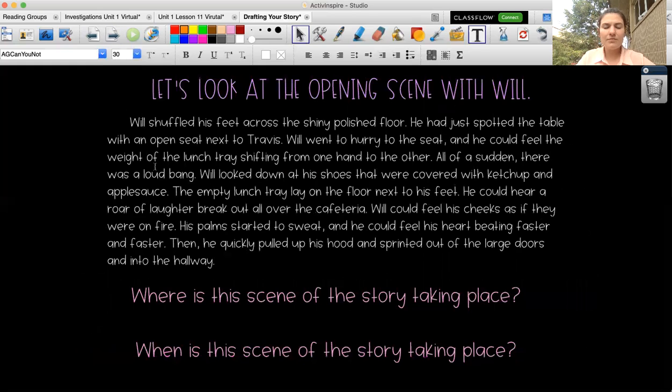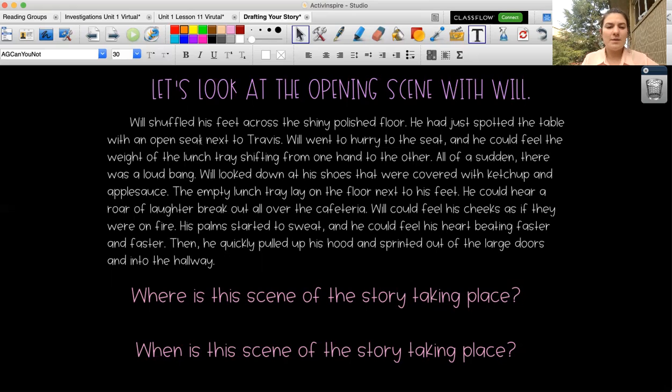So let's look at Mr. Hoffman's opening scene with Will. "Will shuffled his feet across the shiny, polished floor." So already in the first sentence, your readers are imagining there's a shiny, polished floor, and maybe they're thinking, where would I see a shiny, polished floor? For me, I think of the tile that's in a cafeteria. Even before I know what's going on, a cafeteria floor, or maybe like a Walmart or something, there's a shiny tile floor, and that's what that first sentence makes me think of.